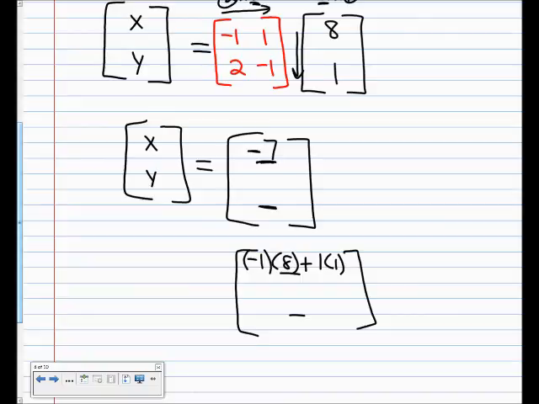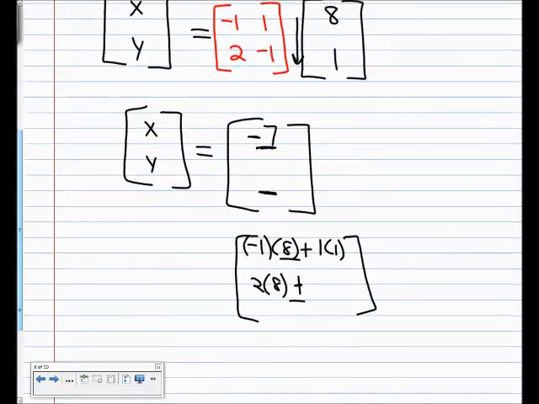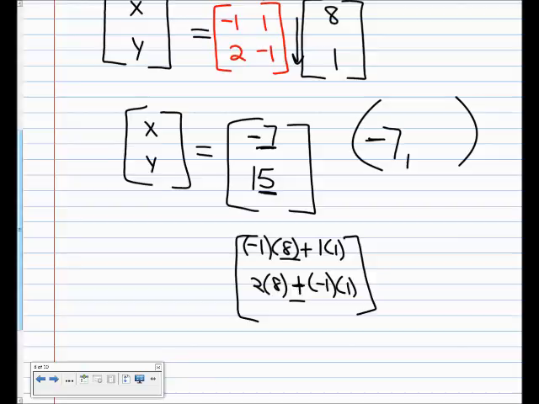Okay, let's do the second row times that column. 2 times 8 plus -1 times 1. We're multiplying. So this is what we did last week, multiplying. What's 16 plus -1? 15. So your answer is -7, 15.